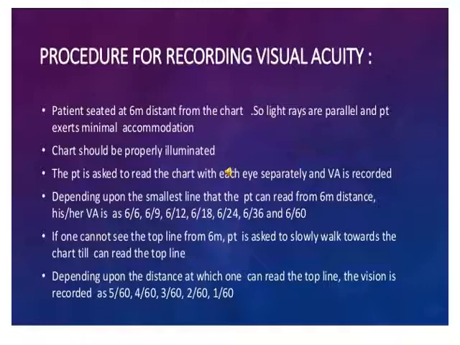Just remember, if the person cannot see the topmost letter from 6 meter, we start reducing the distance. Make it 5 meter, 4 meter, 3, 2, 1. After that, finger counting, hand waving, even then projection of rays and perception of light. You can learn perception of light.